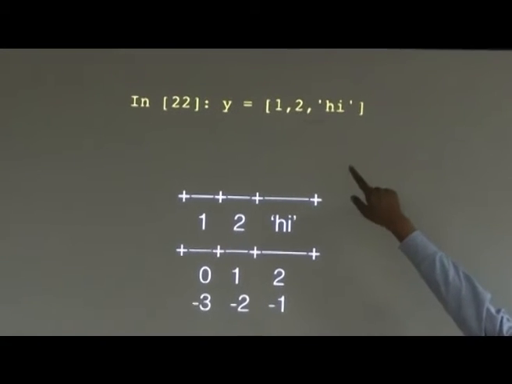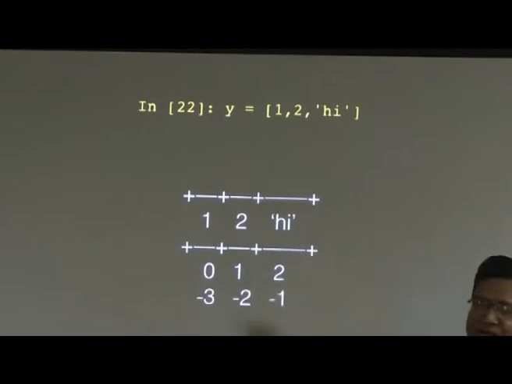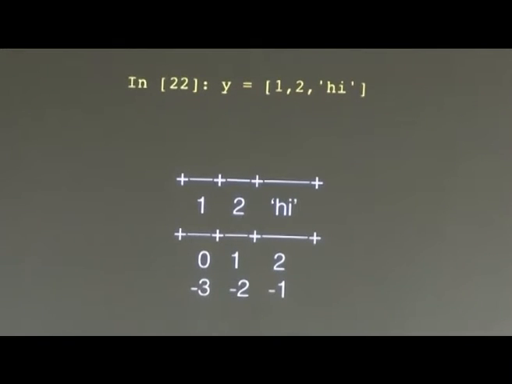So, my list is y equal to, within square brackets, 1, 2, hi, the 3 elements. Now, 2 integers and 1 string is allowed. C will not allow this, but Python allows it. And how are they stored? There are 3 elements 1, 2, hi, and how do I access them? I can access by saying this is the 0th element. Python indexing starts from 0, not from 1. Fortran starts from 1, but C starts from 0, and Python also; Python and C have very similar array operations. So, it starts from 0.